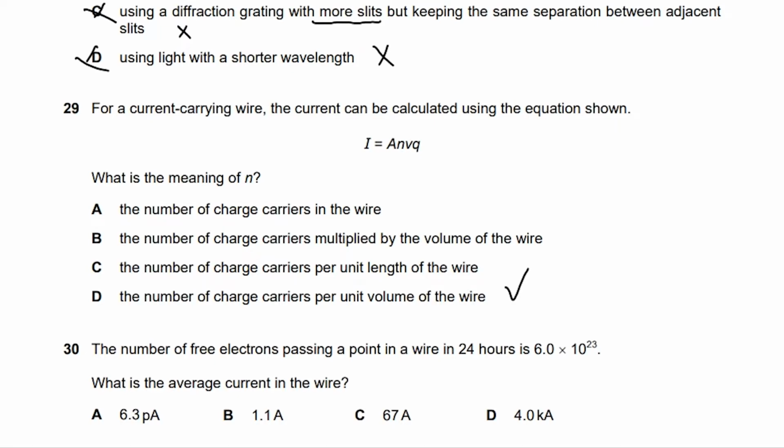Let's check other options. A, the number of charge carriers in the wire, no. B, the number of charge carriers multiplied by the volume of the wire, no. C, the number of charge carriers per unit length of the wire, no. Only D is the correct answer, the number of charge carriers per unit volume of the wire.